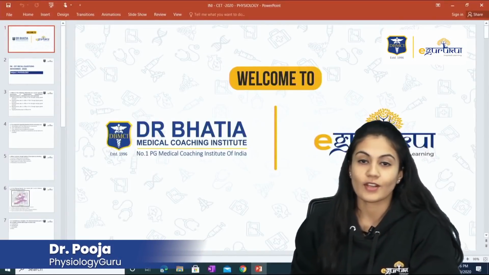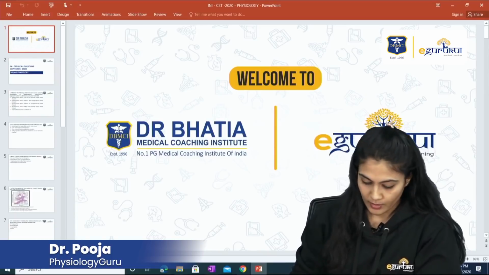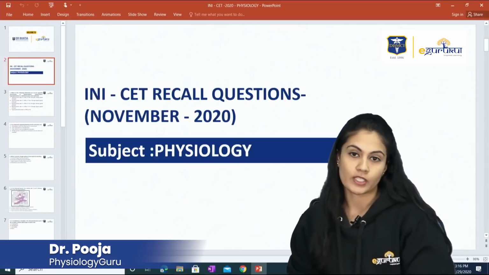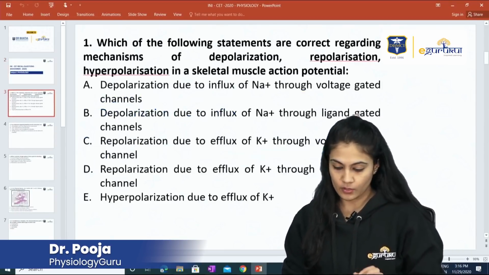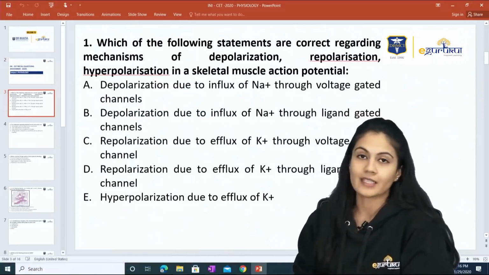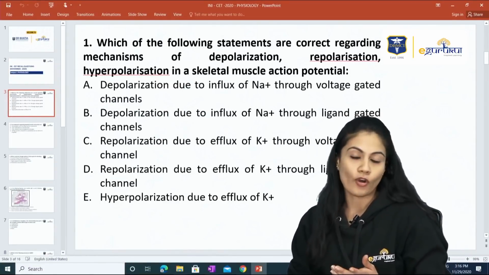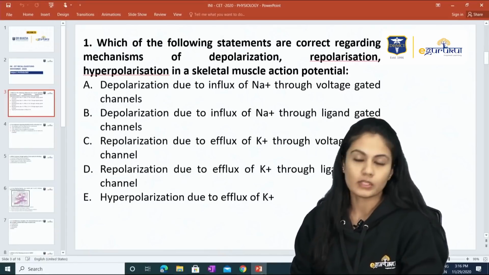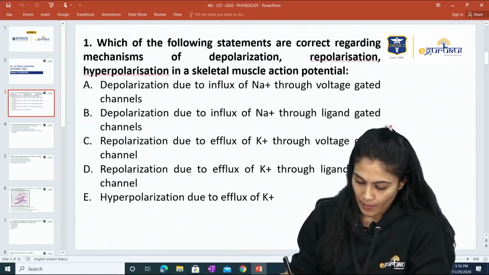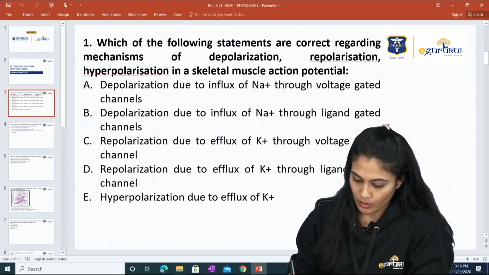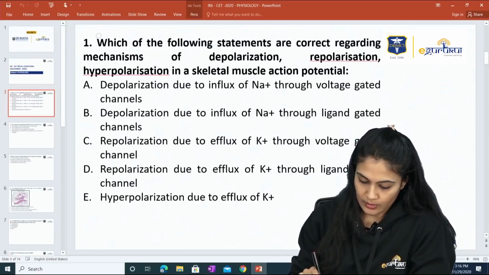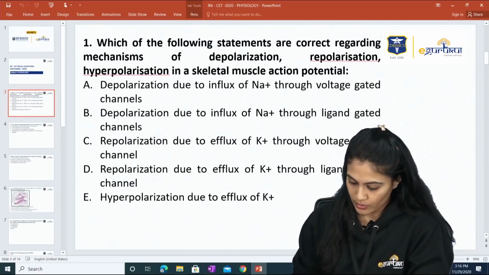Students, today we are going to discuss the physiology questions of INI-CET 2020 November. Starting off with the first question: which of the following statements are correct regarding the mechanism of action potential, depolarization, repolarization and hyperpolarization in skeletal muscle? This is a very simple question.